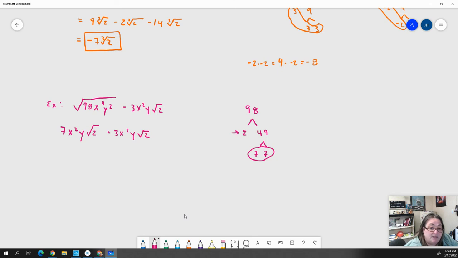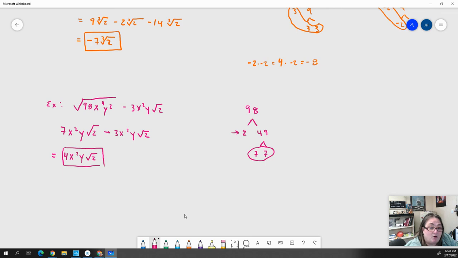radical 2. Well, look at this. This is 7x squared y. This is 3x squared y. So we got that radical 2. So we could just go ahead and subtract the coefficients. 7 minus 3 is 4. X squared y radical 2.